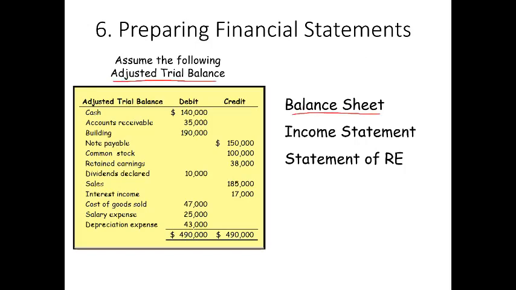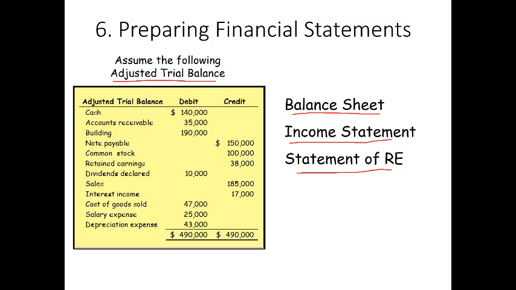And we want to create a balance sheet, an income statement, and a statement of retained earnings. So the biggest thing to know when we want to go from adjusted trial balance to these financial statements is what these accounts are. So you need to know which accounts are asset accounts, which accounts are liability accounts, which accounts are equity accounts, which accounts are revenues, which accounts are expenses. So that's going to be really important. So part of this chapter is going to be remembering what all these accounts actually relate to.